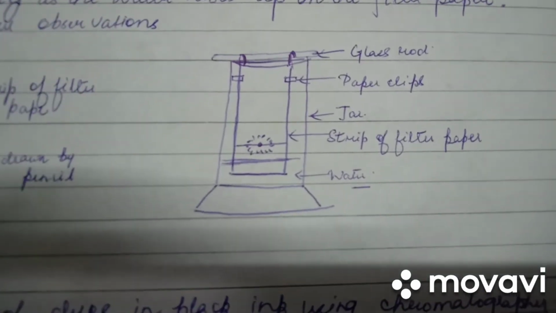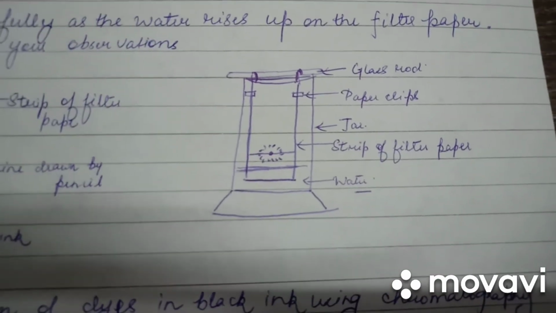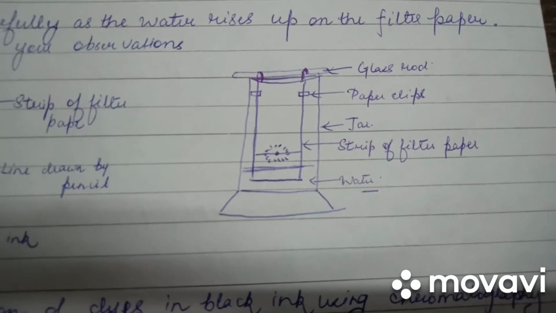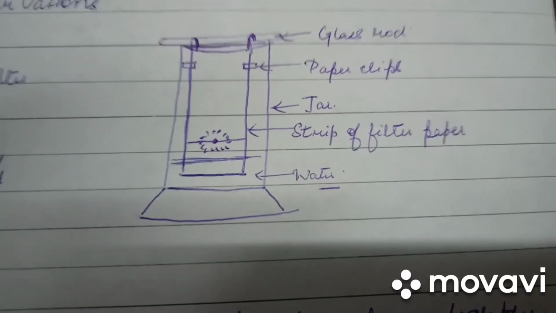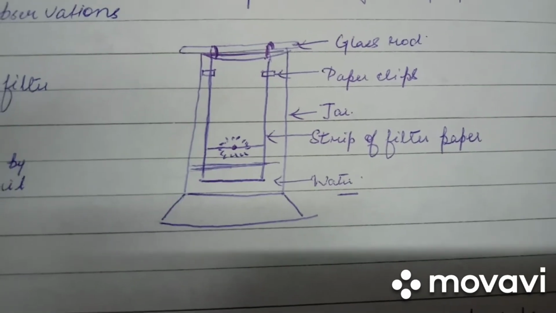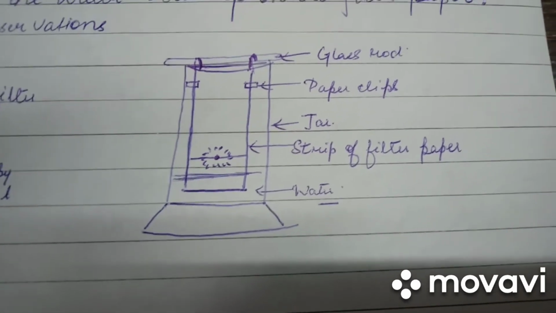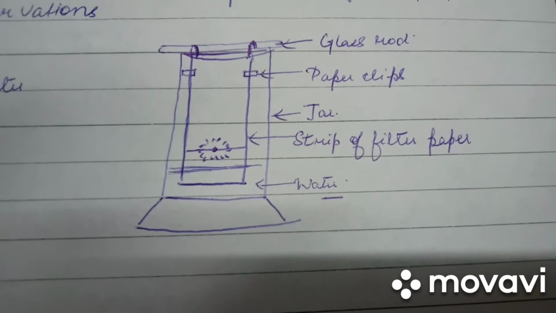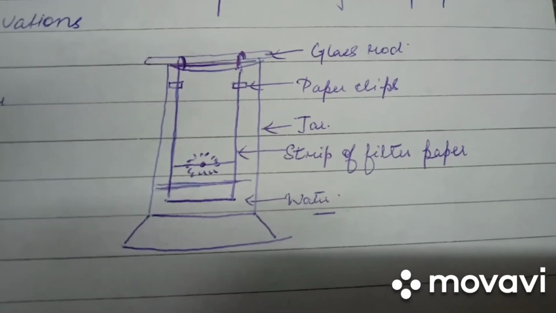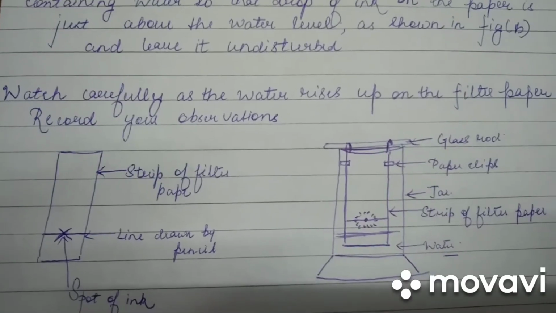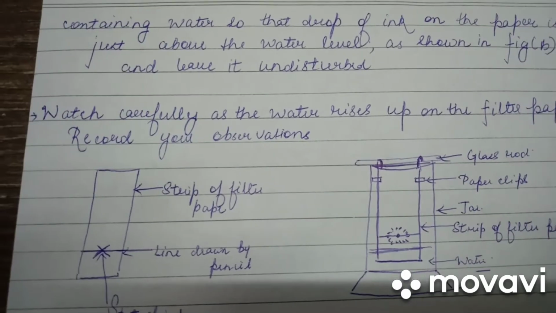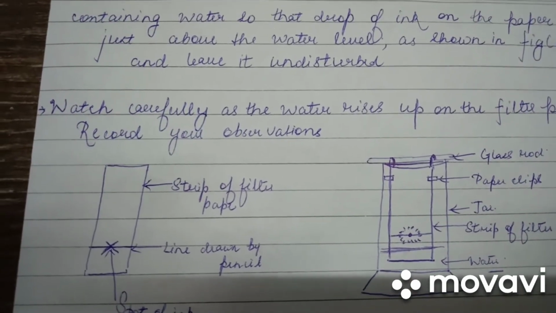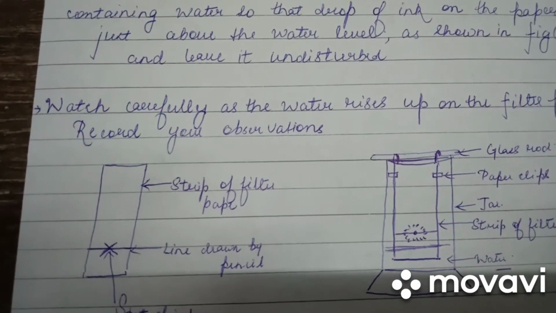Here in this figure, we can see that the filter paper is dipped into a beaker containing water. The strip of filter paper is dipped in such a way that the drop of ink is exactly above the level of the water in the beaker. Watch carefully as the water rises up on the filter paper. Further, record your observations.